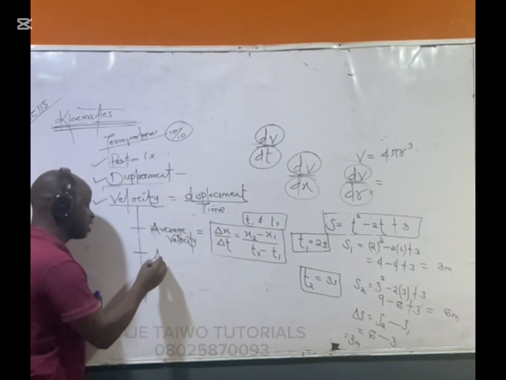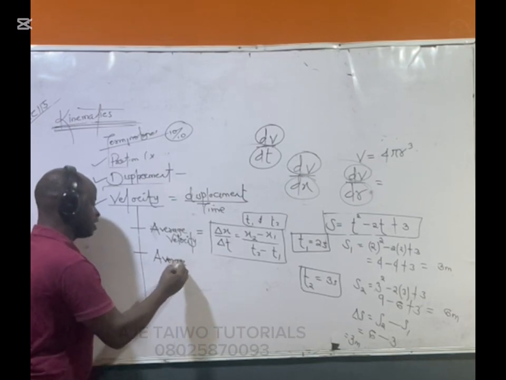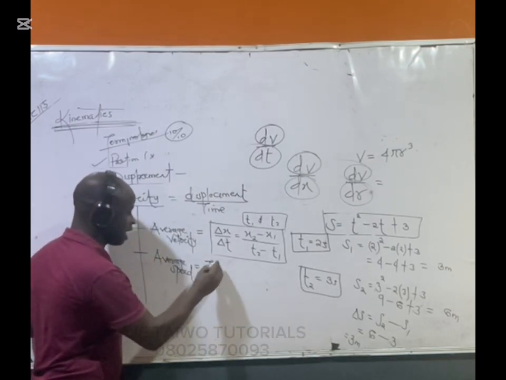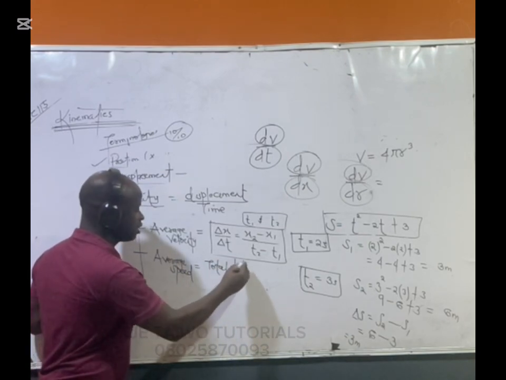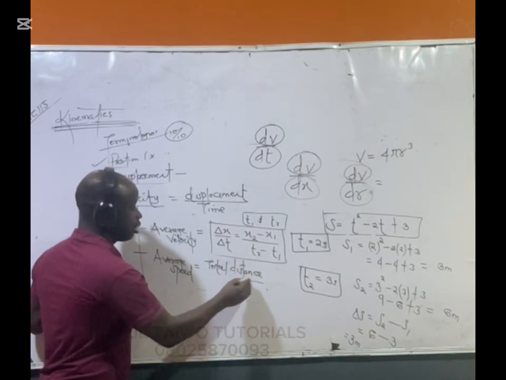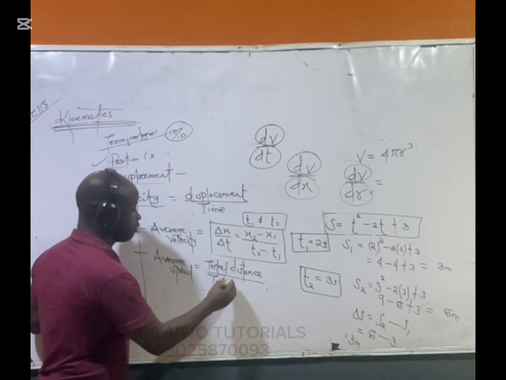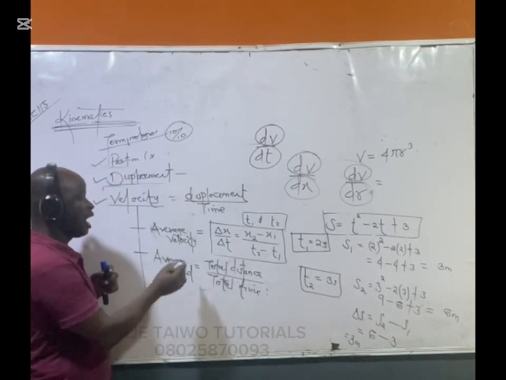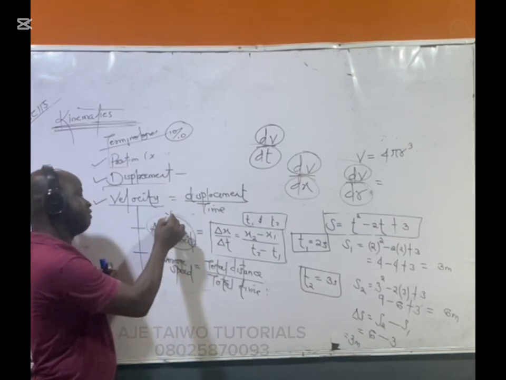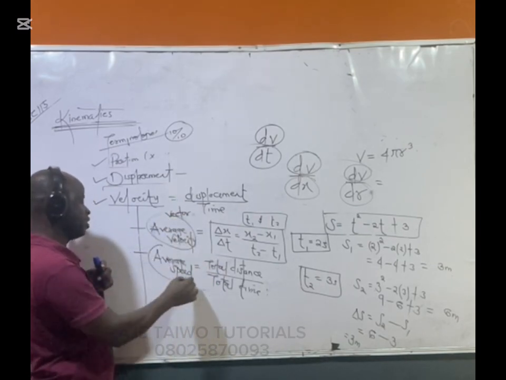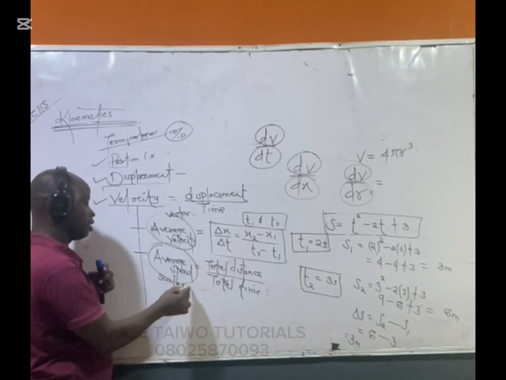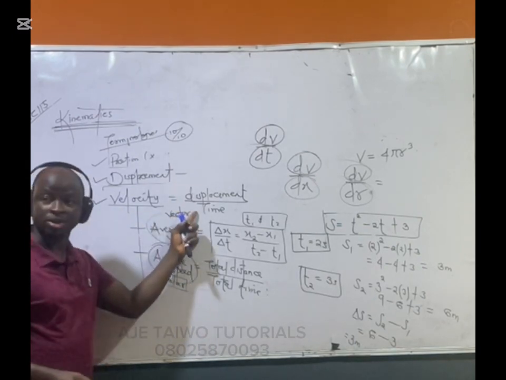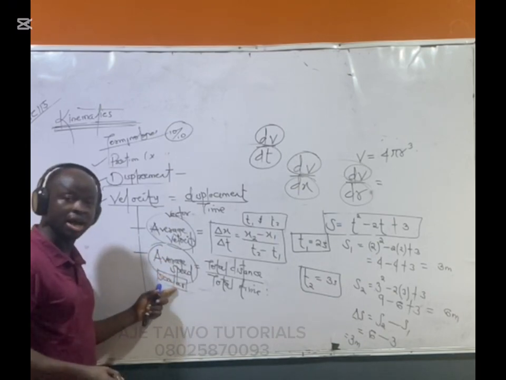We have average speed. What is average speed? Take note. Average speed is total distance traveled all over total time taken. That's average speed. Average velocity is a vector quantity. Average speed is a scalar quantity. These are things I want you to know.